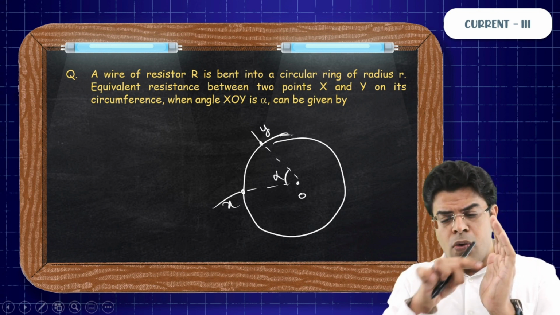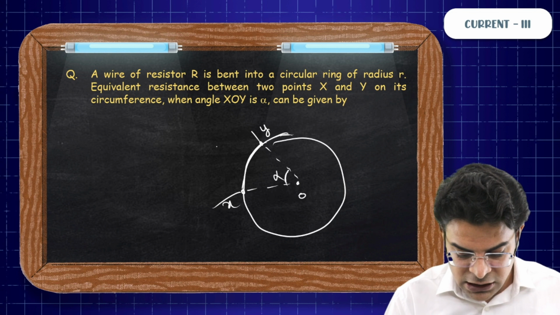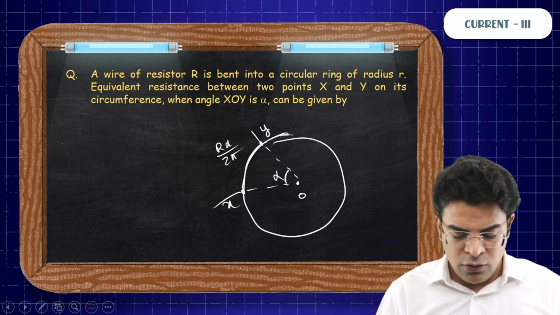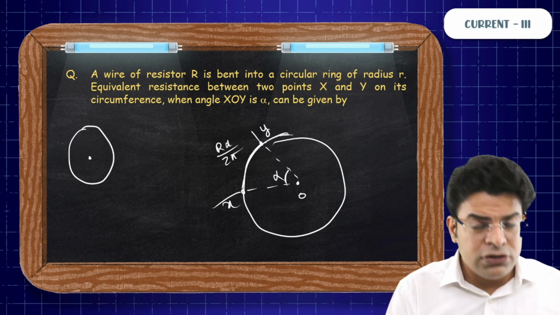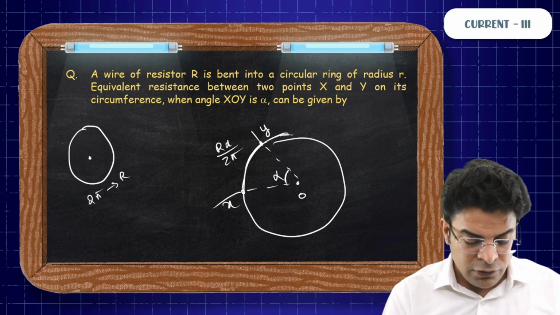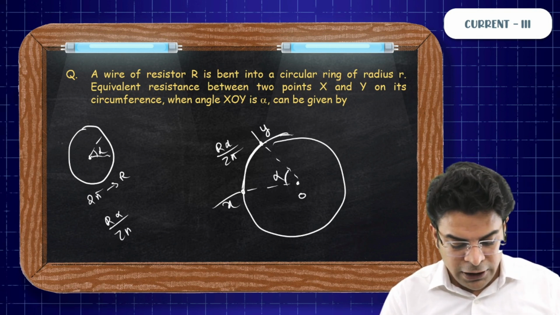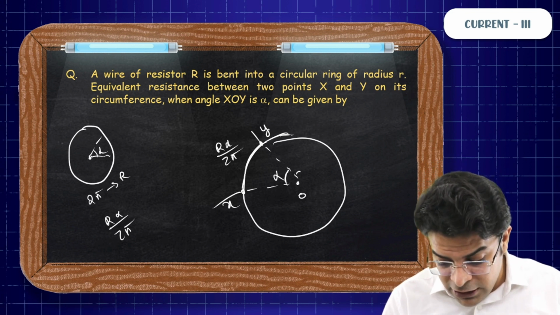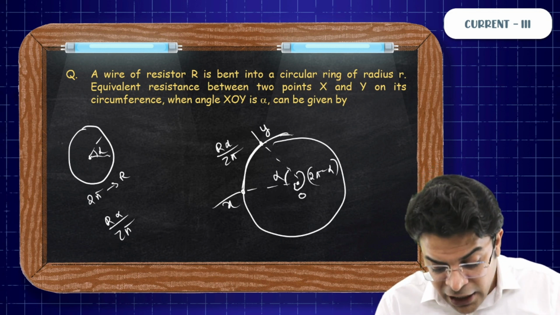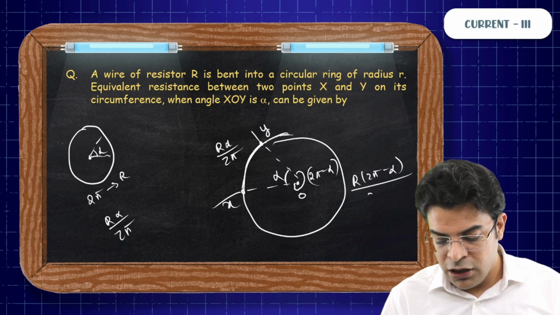You will say if the whole circle has resistance R, then this part of the circle will have resistance R into alpha by 2 pi from direct proportionality. As you know, the whole circle subtends at the center the angle 2 pi. For the whole circle, resistance is R. So for an arc subtending angle alpha, the resistance has to be R into alpha by 2 pi. Similarly, the remaining part of the circle subtends an angle 2 pi minus alpha at the center. So its resistance will be R into 2 pi minus alpha upon 2 pi.